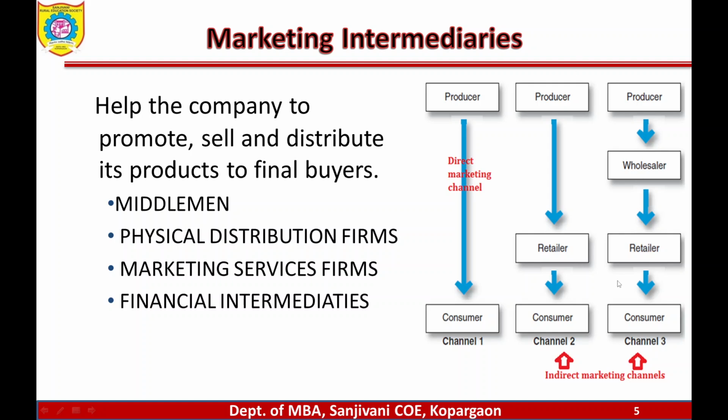These are two channels which are called indirect channels, and this is a direct channel because there are no intermediaries in between. Intermediaries help the company to promote, sell, and distribute its products to final buyers. This includes physical distribution firms, marketing services firms, and financial intermediaries also. So these are the intermediaries that the company should scan so that there is not much negative effect on the profitability of the company.